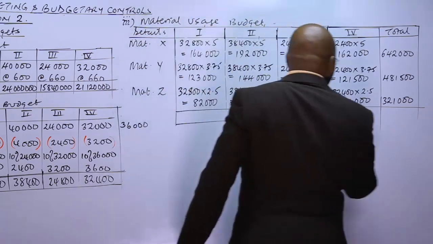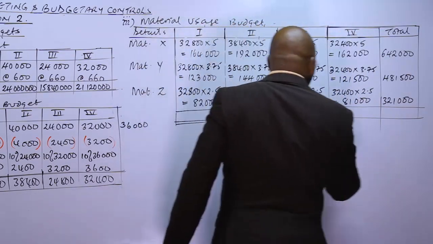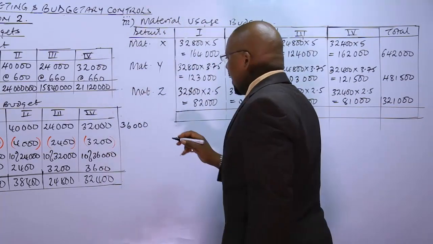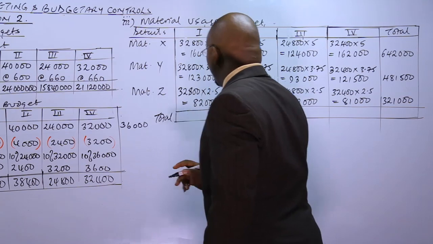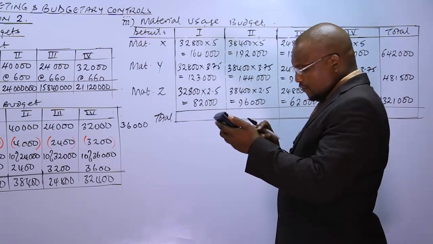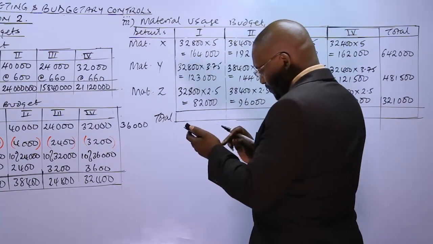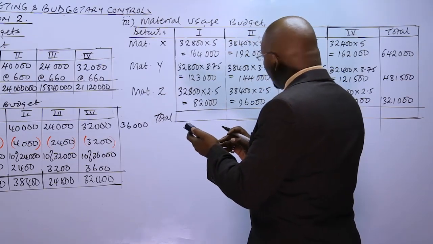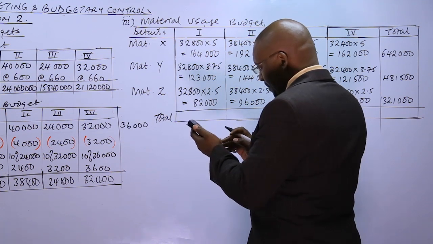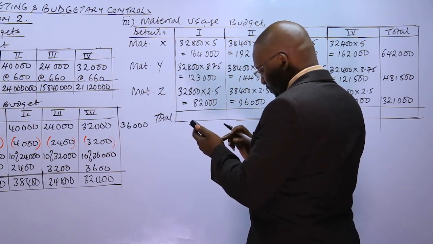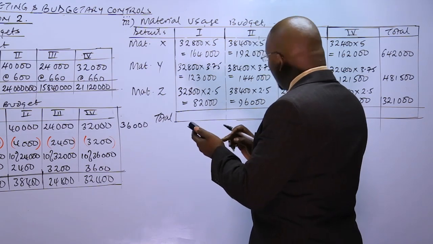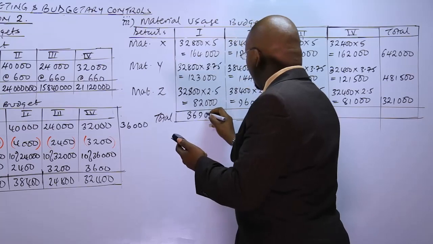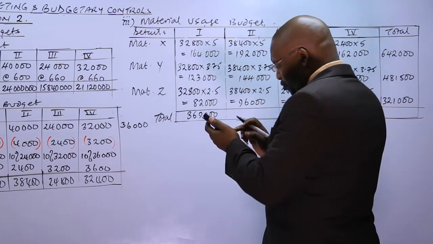If these materials are actually homogeneous, the unit of measurement is the same, then we can now have this total of 164,000 plus 123,000 plus 82,000 plus 82,000. This is giving us 369,000.